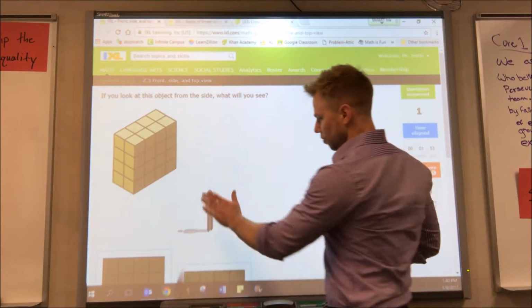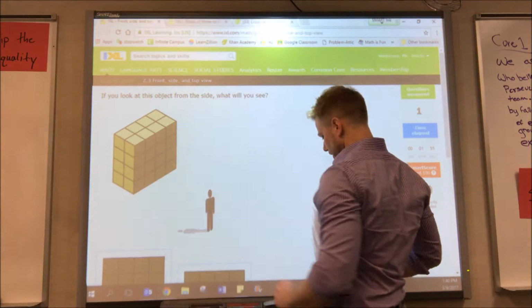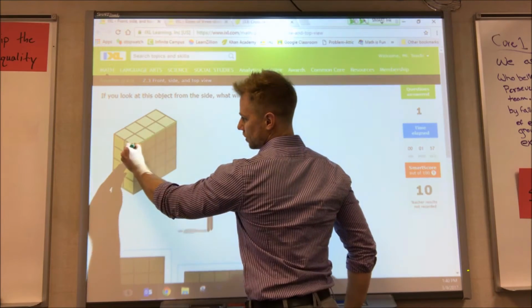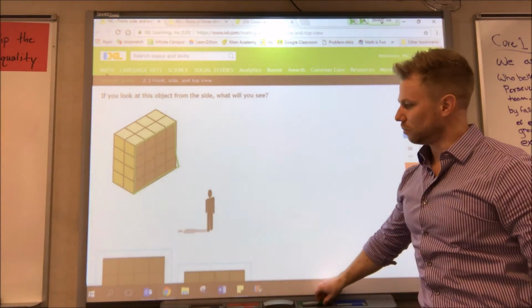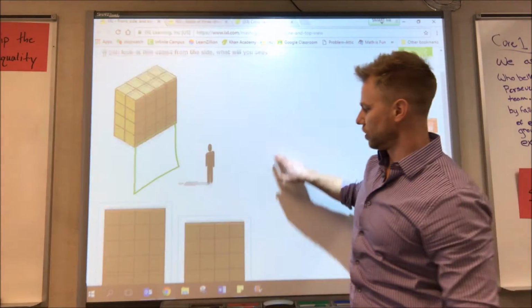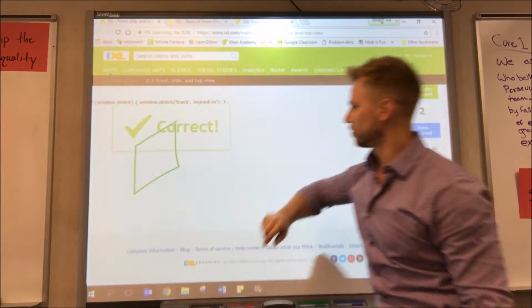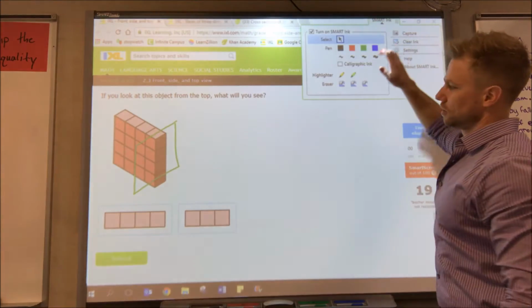All right, on this one, we're standing on the right side, looking that way. What we see this time are those 16 blocks. So we choose that one, which is the second one. Good, let's look at one more.